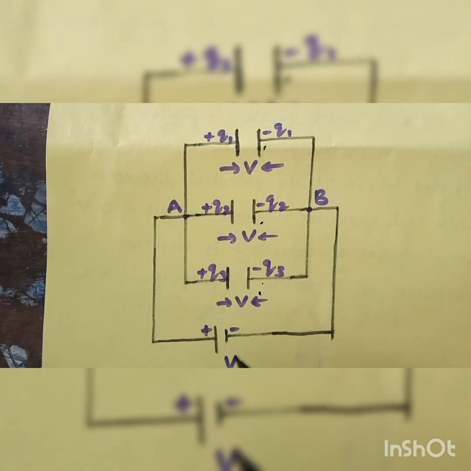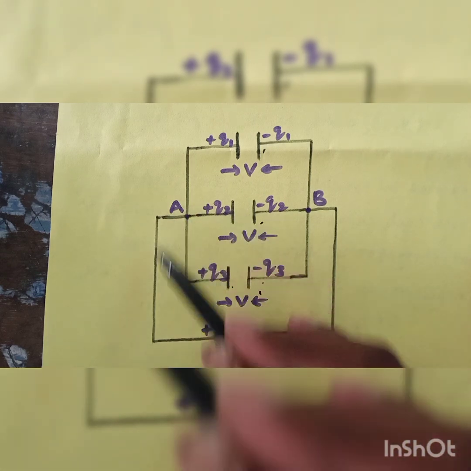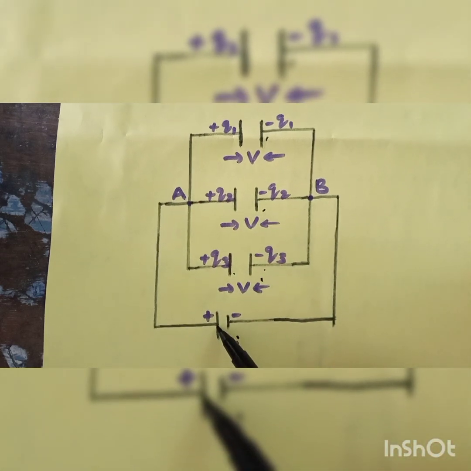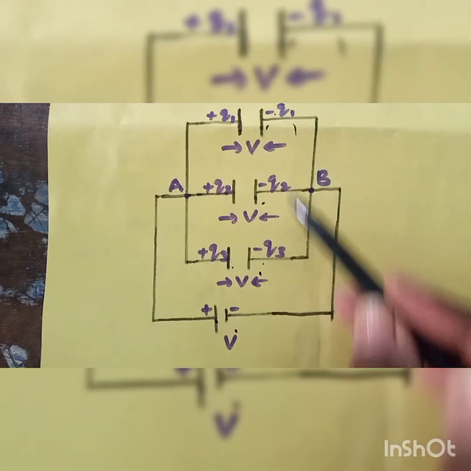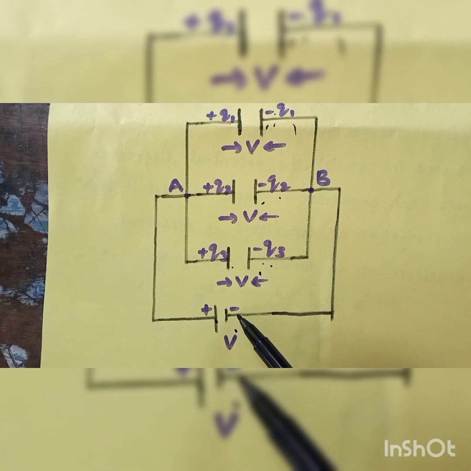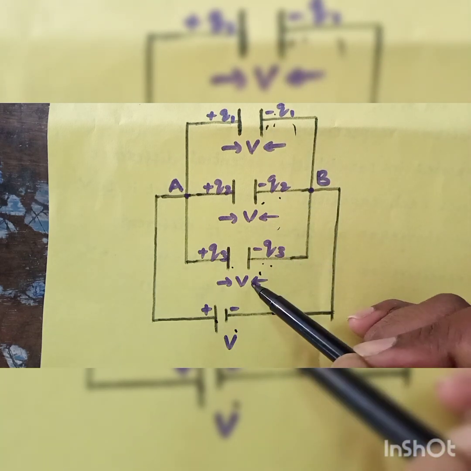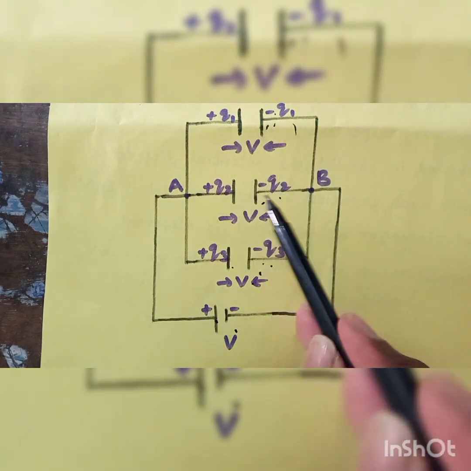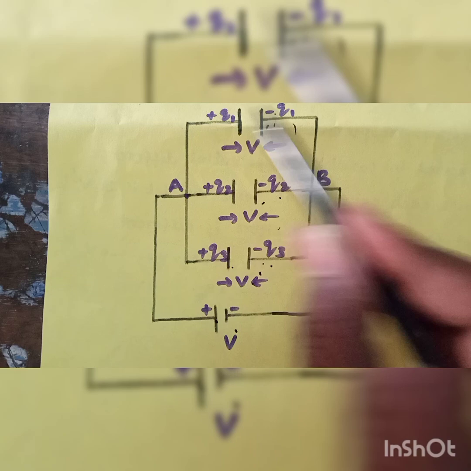These three capacitors are connected to the battery. One end of all the capacitors is connected to the positive terminal of the battery. The second plates of all the capacitors are connected to the negative terminal of the battery. So V is the potential difference across each capacitor, and V is the potential difference across the combination.